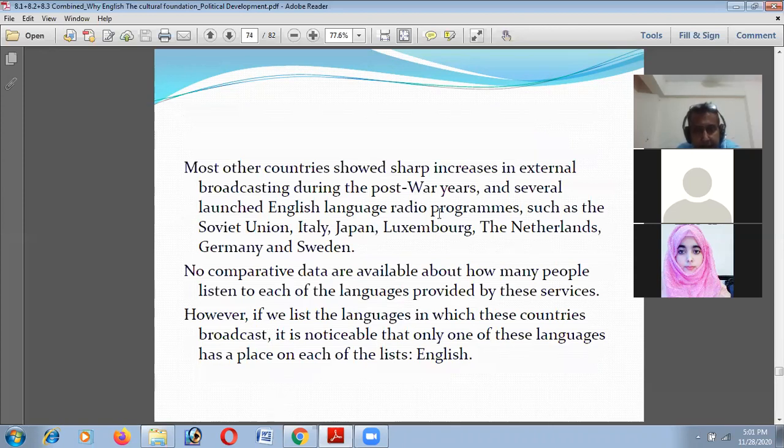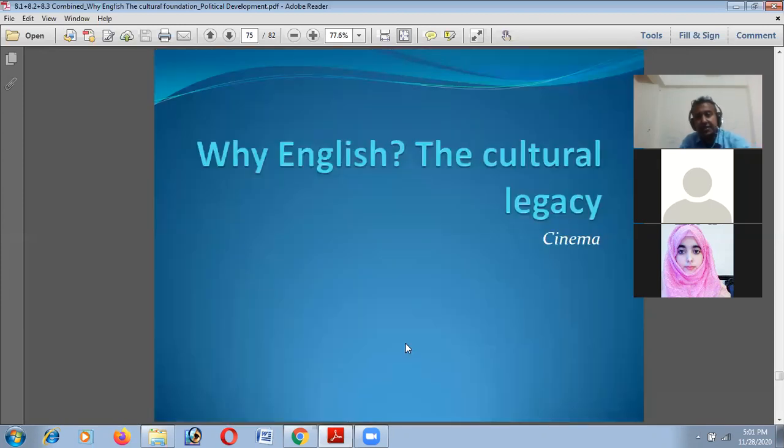Other broadcasting stations were there, such as in the Soviet Union, Italy, Japan, Luxembourg, the Netherlands, Germany, and Sweden. No comparative data are available about how many people listen to each of the languages provided by these services. So there is no data on how many people listen to this radio, but these are the data relating to the radio stations and the TV stations. So this is the broadcasting agency.